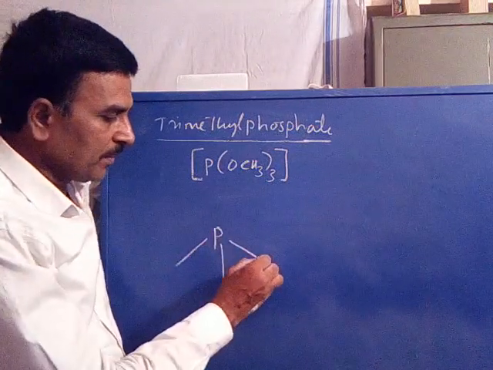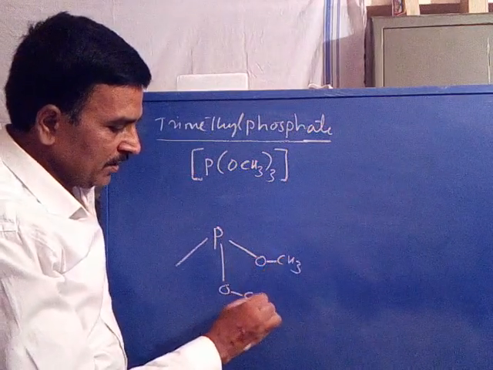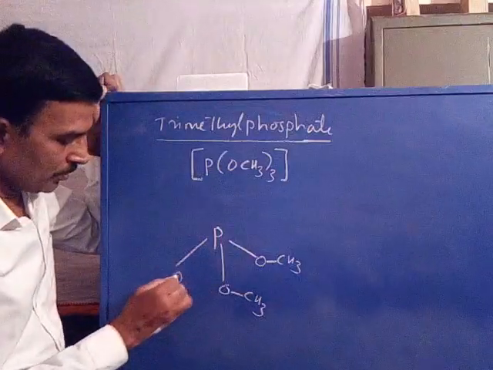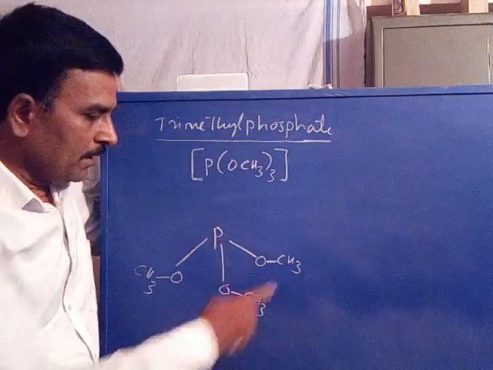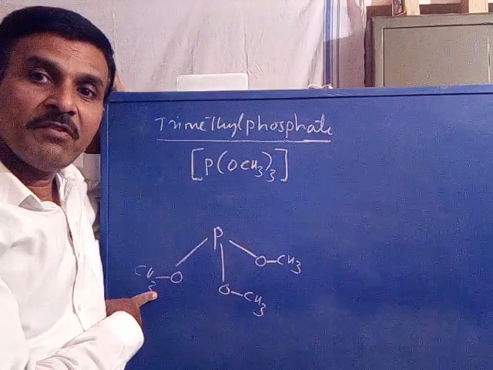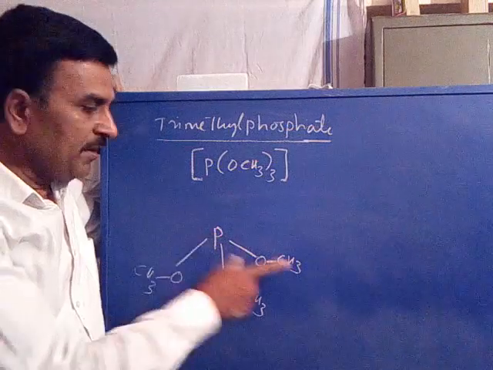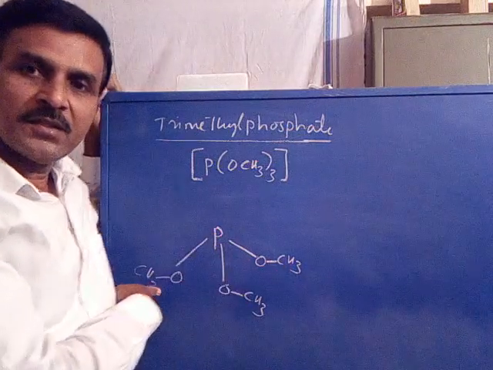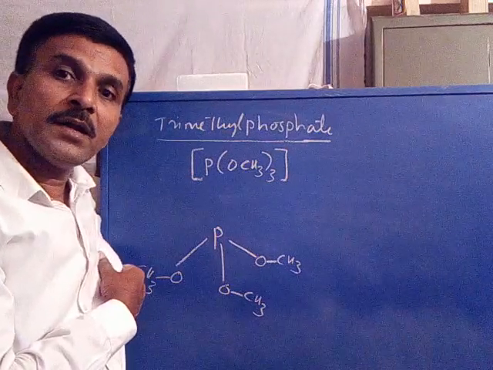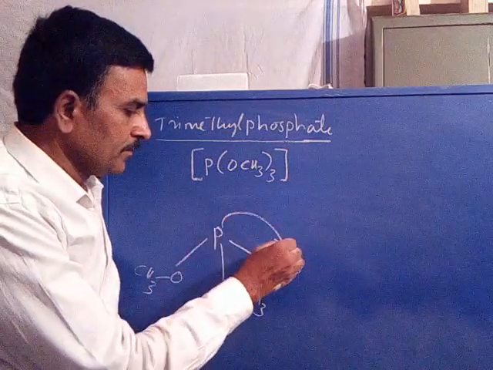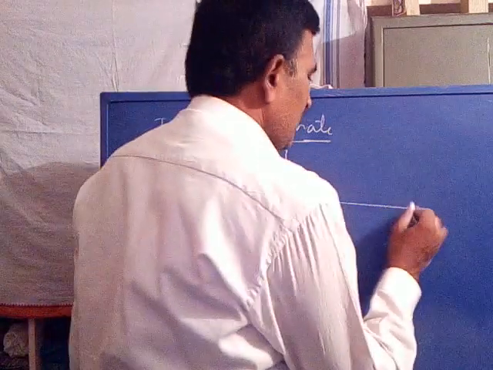Here the phosphorus is bound with OCH3, OCH3, OCH3. All the CH3 groups are equivalent. So the phosphorus is coupled with methyl protons, and all the protons are equivalent. According to n plus 1, a doublet appears here. A simple doublet appears here.